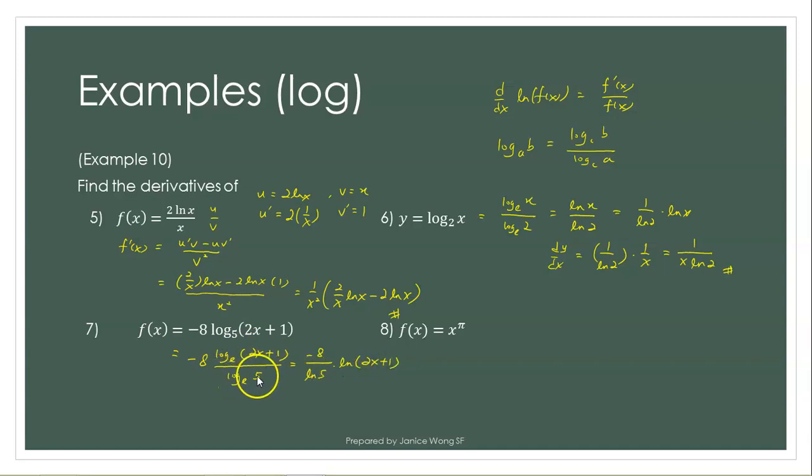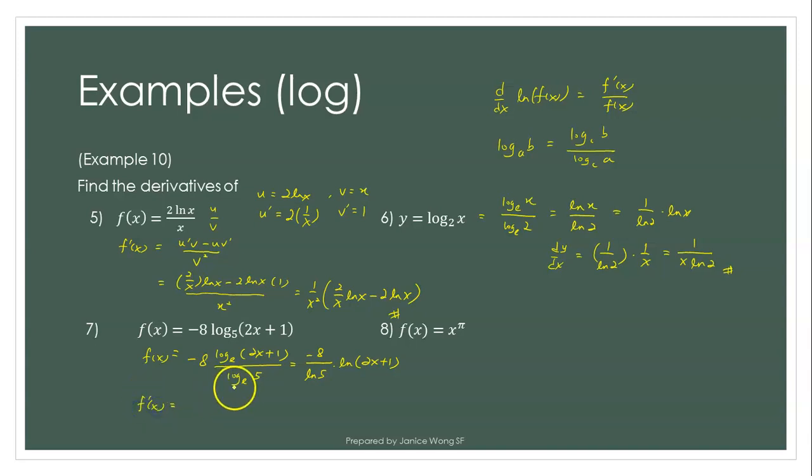I prefer to pull this ln 5 to the side because it is just a constant multiple. So I prefer to have the constant multiple on the left before I differentiate. This is just the modification where I change the base of f(x). So now we start the derivative.